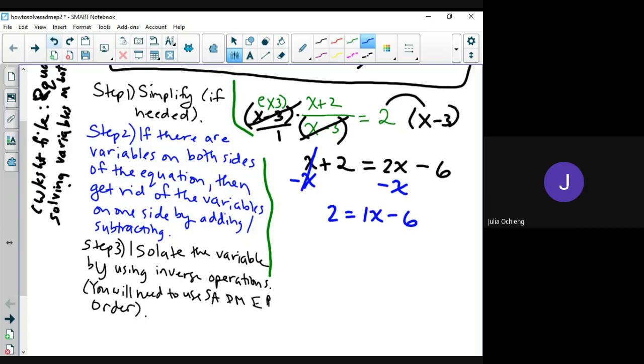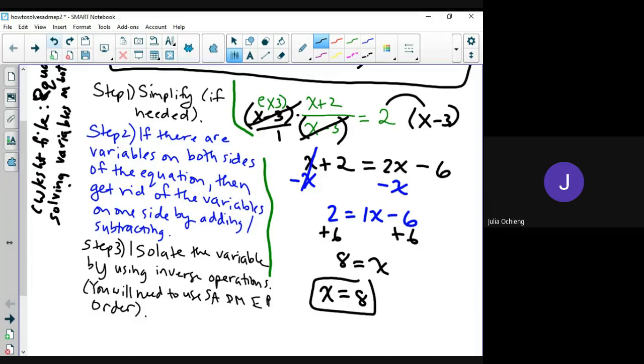I now have an equation with a variable only on one side, which is what I need. I can't solve it if there are variables on both sides. Step 3, I'm now going to isolate the variable, and I'm going to do that by adding 6 to both sides. X equals 8. And it's much more normal to write it with the x on the left side, so that's the way I'm going to write it.